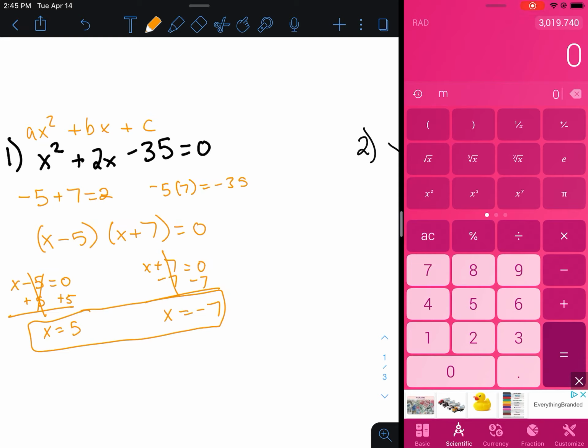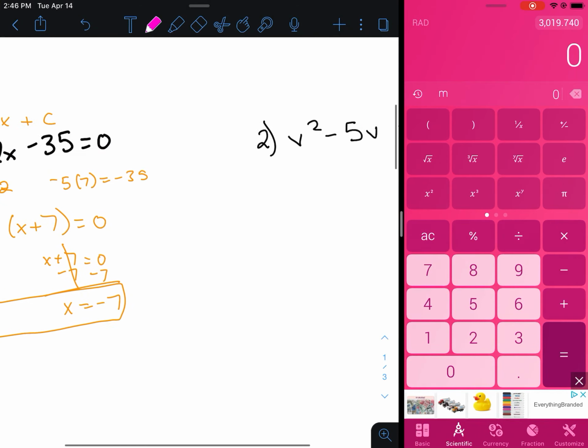So if we were to plug in 5 for our x squared, that would give us 25. If we were to plug in 5 for the 2x, we would get 10. And 25 plus 10 is 35. Minus 35 gives us 0. If we were to plug in negative 7 for our x squared, negative 7 squared is going to give us positive 49. 2 times negative 7 is negative 14. So 49 plus negative 14 gives us 35. Minus 35 gives us 0. So both of them do work in this case.